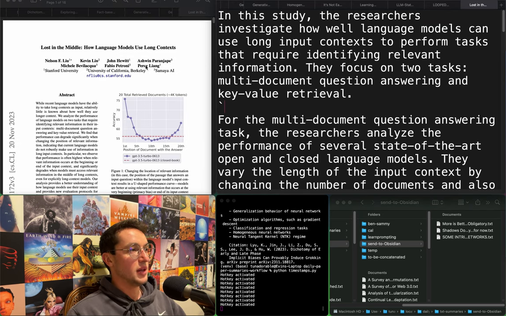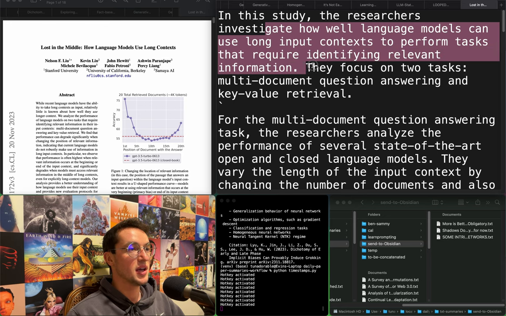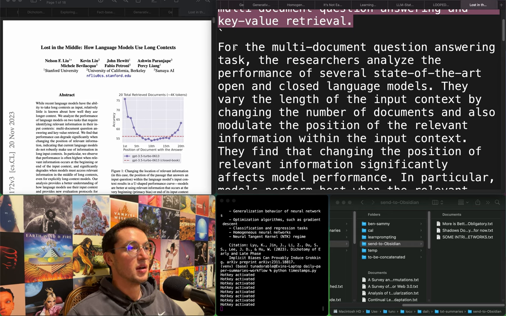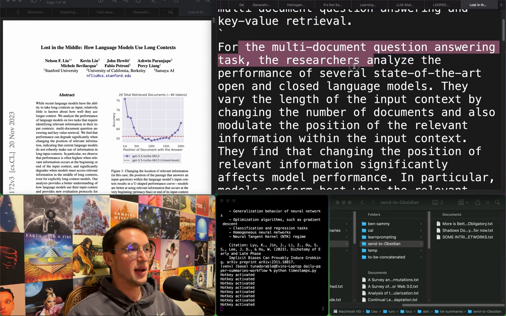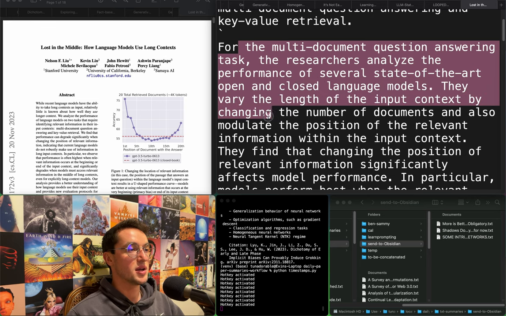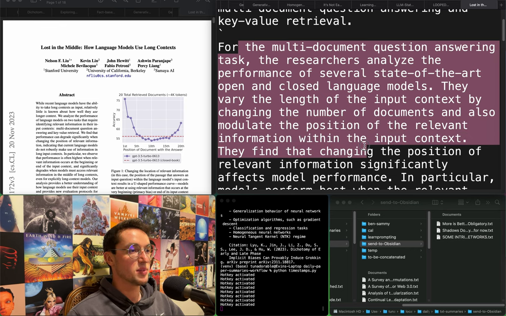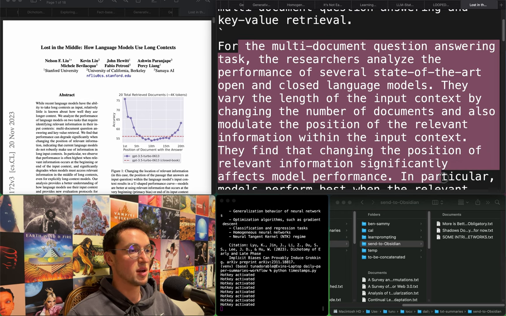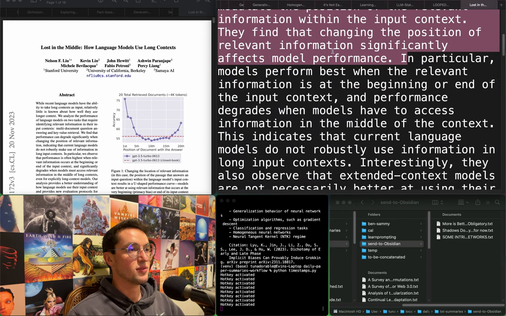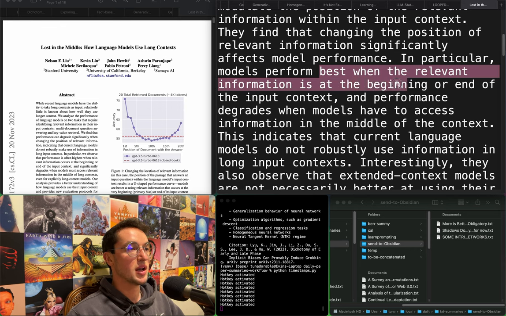Lost in the Middle: How Language Models Use Long Context. Investigate how well language models use long input context to perform tasks that require identifying relevant information. They focus on two tasks, multi-document question answering and key-value retrieval. For the question answering task, the researchers analyzed the performance of several state-of-the-art open and closed source language models. They vary the length of the input context by changing the number of documents and also modulate the position of the relevant information within the input context. They find that changing the position of relevant information significantly affects model performance. Particular models perform best when the relevant information is at the beginning or end of the input context.